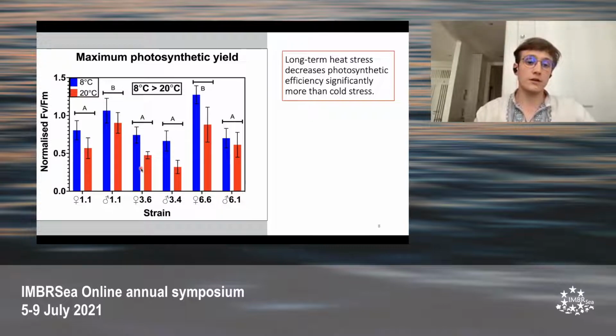And in blue, the bars show the experimental temperature of 8 degrees, and in red, the ones at 20 degrees. And we see that for every single strain, there is a significant difference, with the gametophytes exposed to 8 degrees having a higher photosynthetic efficiency and therefore being healthier.